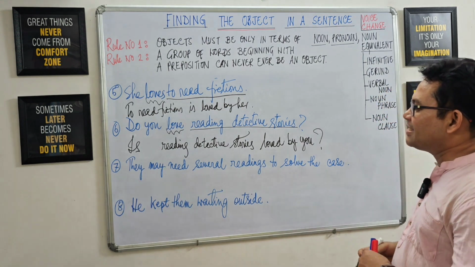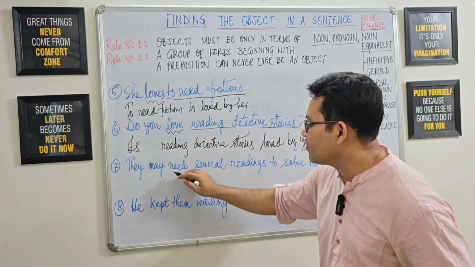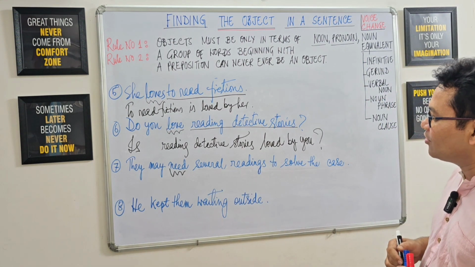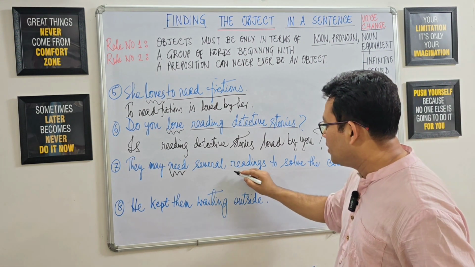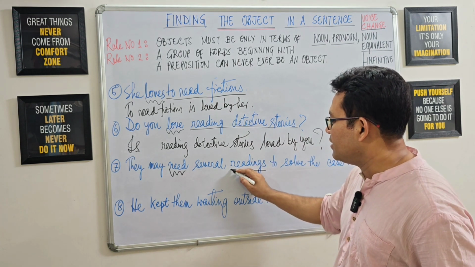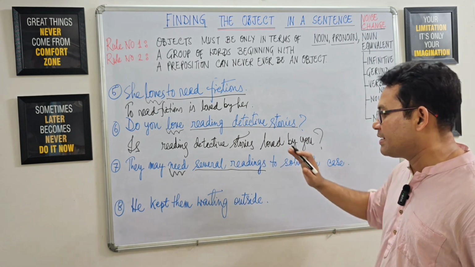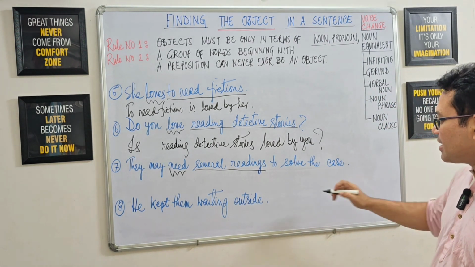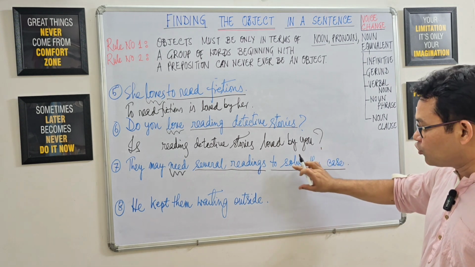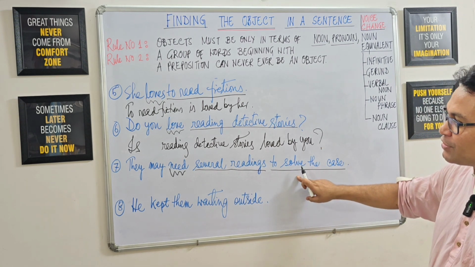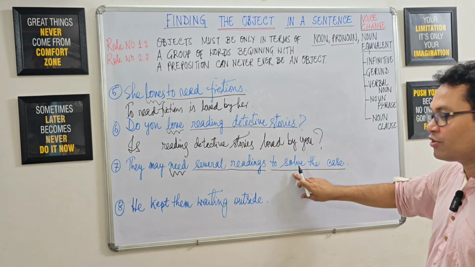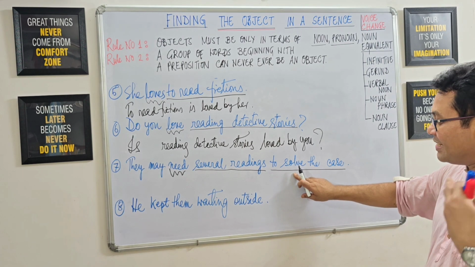Next, number 7, they may need several readings to solve the case. The verb here is need, and we know that after the verb we get our object, and here the object is, in terms of a verbal noun, readings, a noun. So it is being modified by a determiner, several. So several readings, but after that we get a pattern to solve the case. You see, this is purpose, to plus verb, infinitive, but this infinitive is not like the one in sentence number 5. Here we get a sort of purpose or intention.